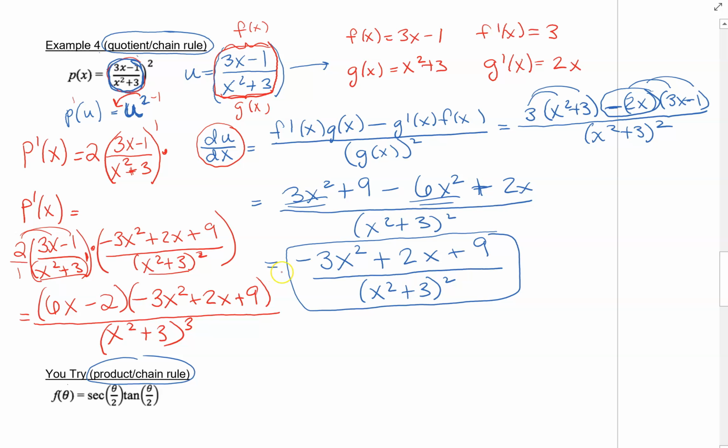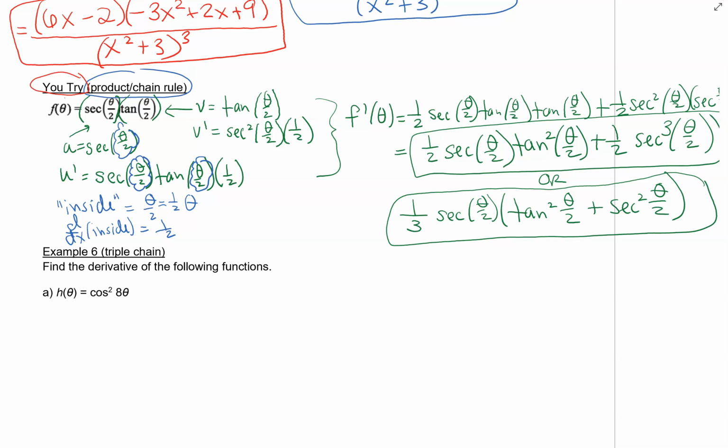And then I think I'm just going to leave my answer like that. If you want, you can FOIL out the numerator and combine like terms, but it wouldn't serve any purpose in terms of simplifying, so it's also okay to leave it factored. And so we can just stop there. The main point was just recognizing that within this chain rule, I had to use a quotient rule. So why don't you try one where within the product rule, again, we have to use the chain rule.